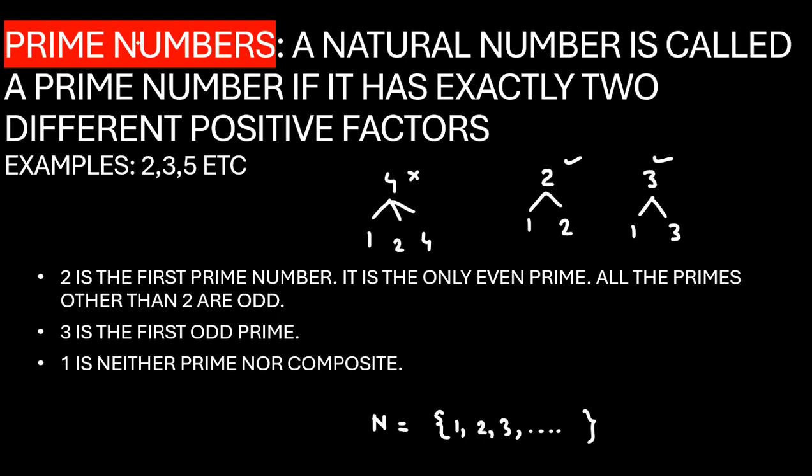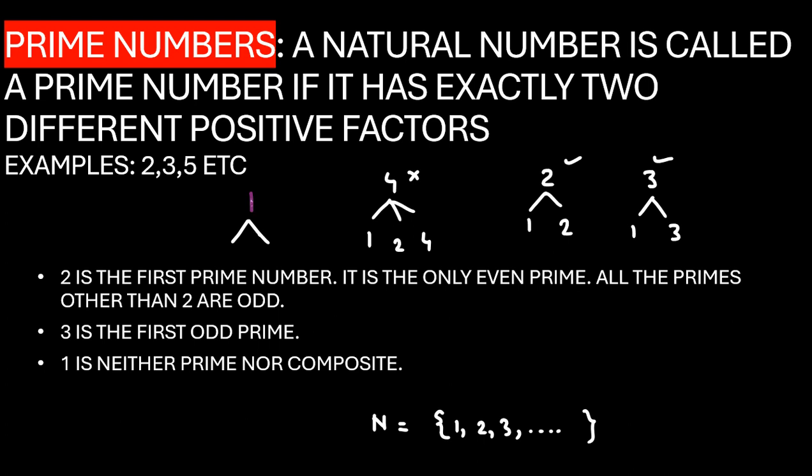Now what about the number 1? You cannot find 2 different positive factors of 1. That's why we consider 1 neither a prime number nor a composite number. So 1 is not a prime because it does not have 2 different positive factors.